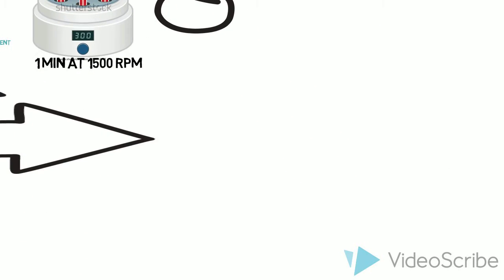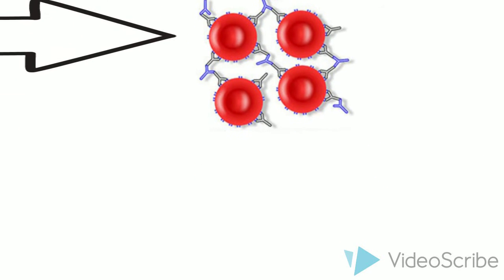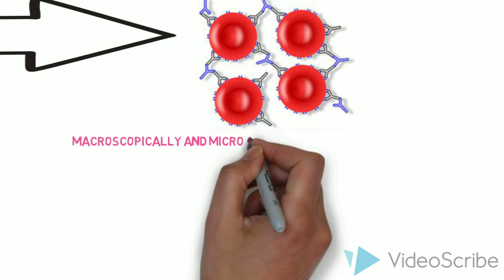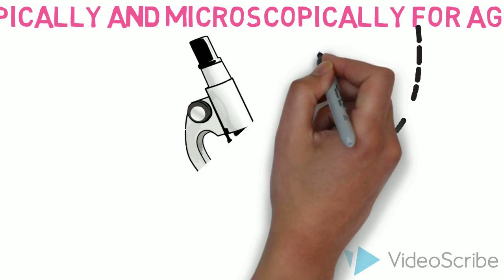Then we resuspend the cells and examine them macroscopically as well as microscopically. The positive test result includes RBC agglutination.